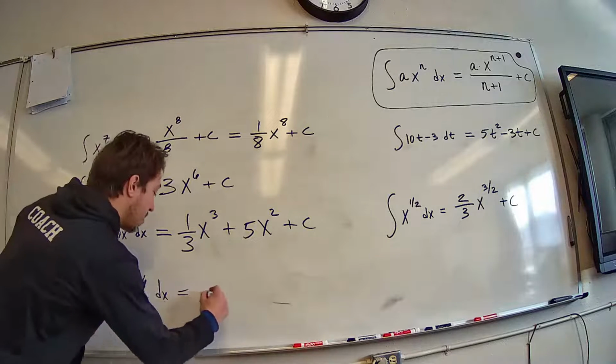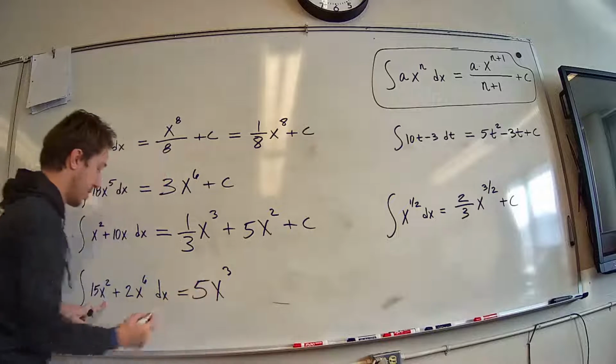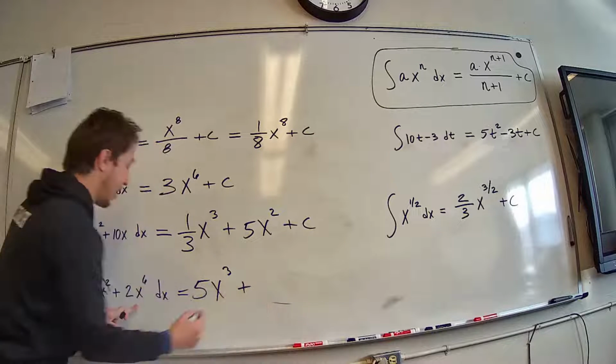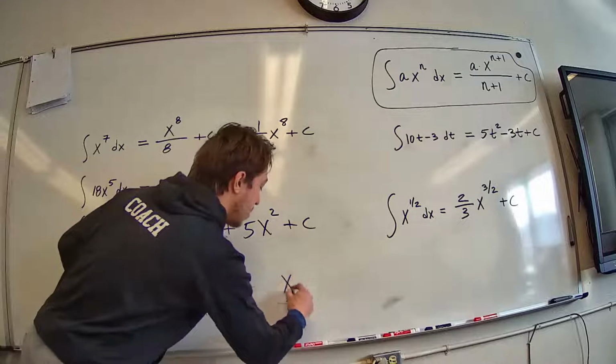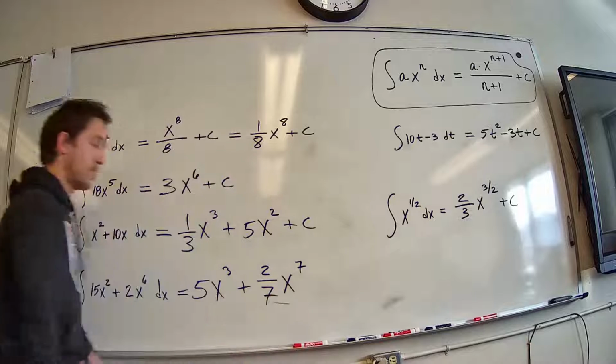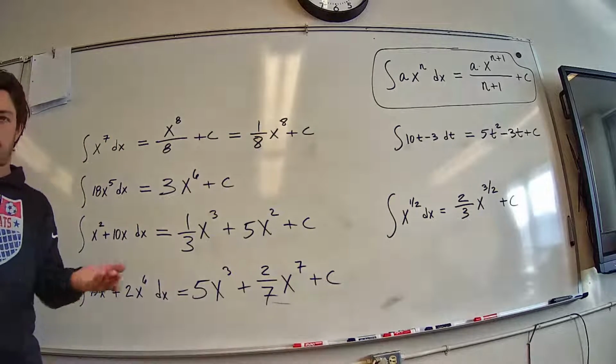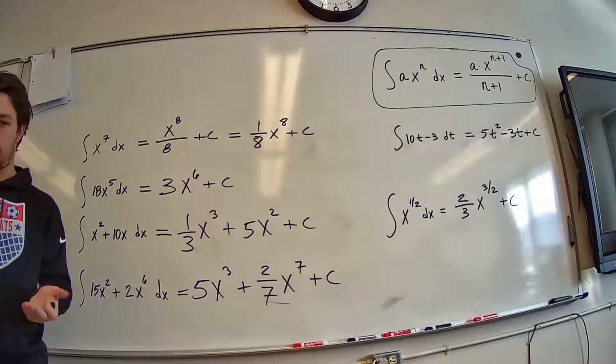New exponent would be 3, add 1 to the exponent, and then divide by 3. Ooh. New exponent here is 7. Scary 7, that's okay, you get 2 seconds. That's okay. False constant. Does that make sense? Yeah.